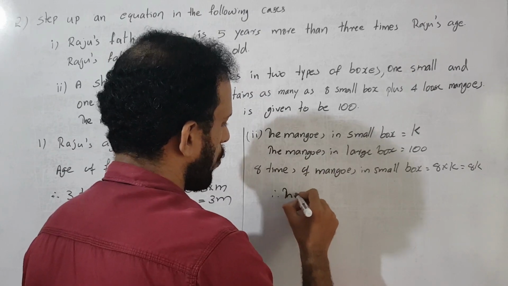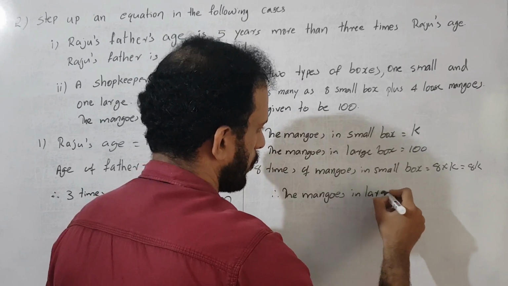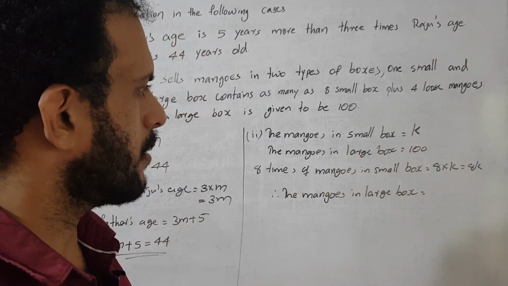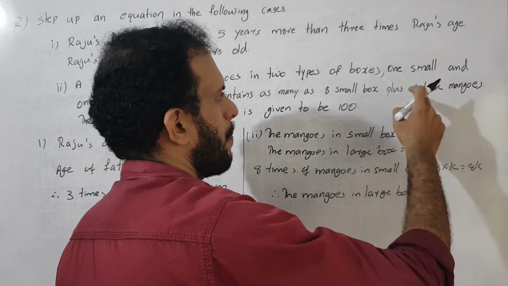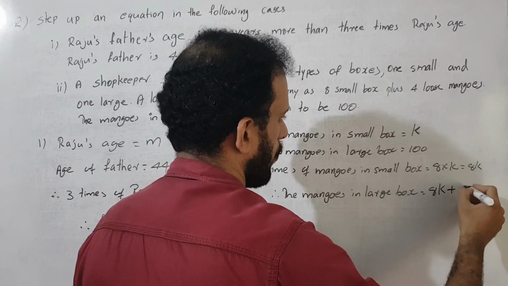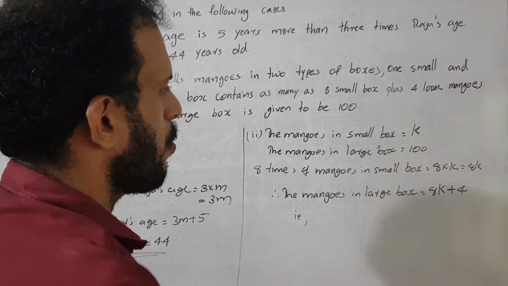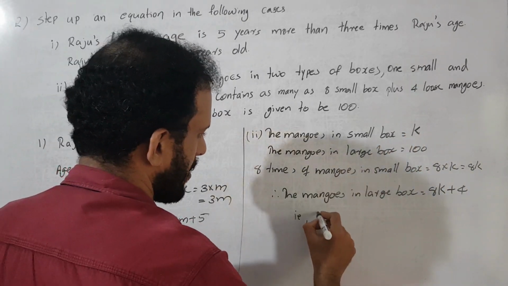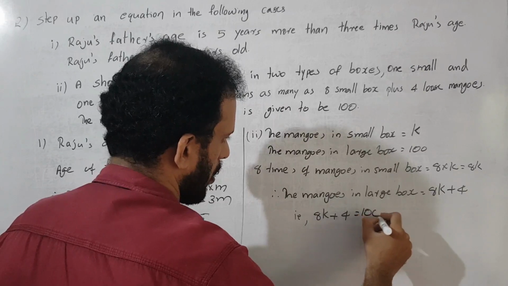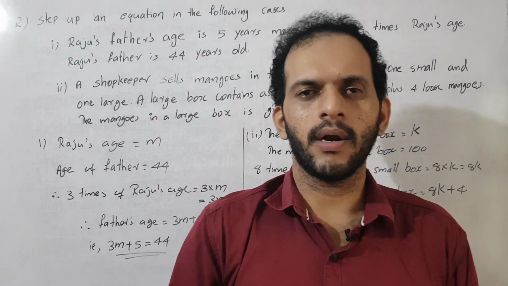Therefore the mangoes in a large box is equal to, how to get this one? What is the relation? That is 8k plus 4. Correct, 8k plus 4. That is, we know what the mangoes in a large box are? 100. That is, 8k plus 4 is equal to 100.